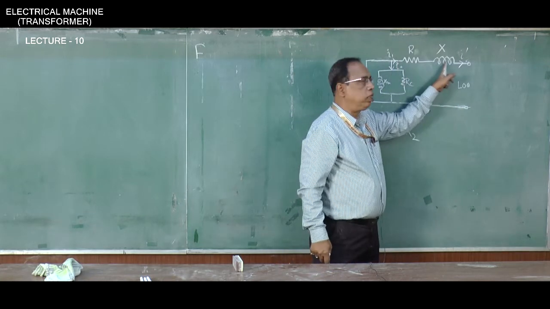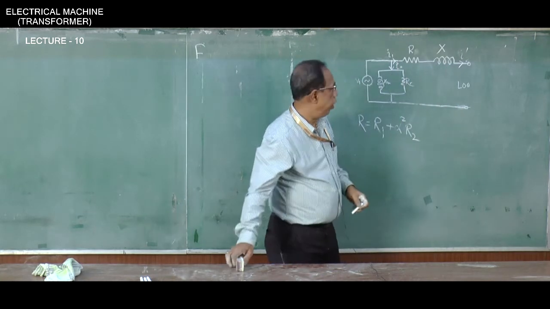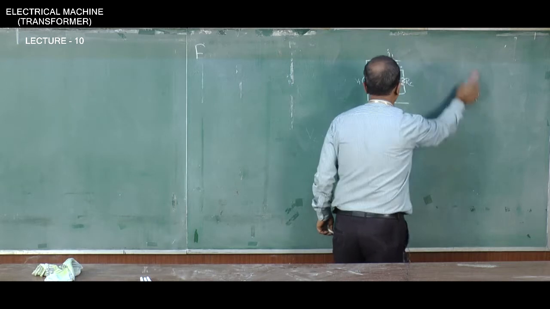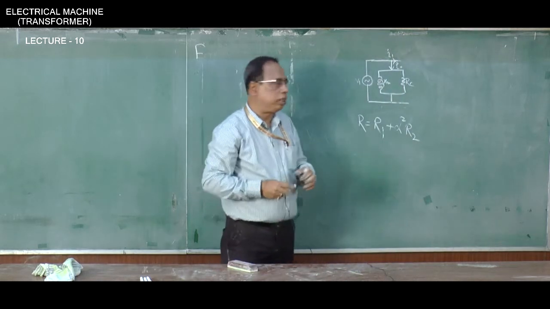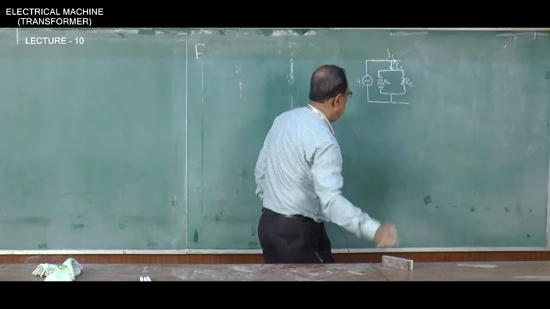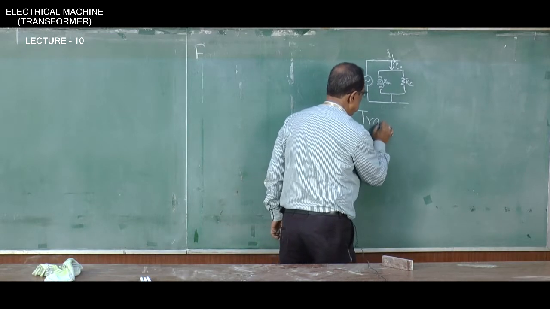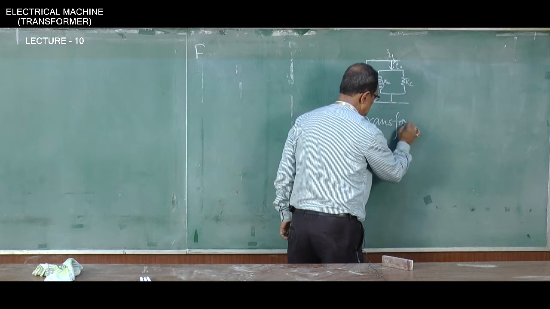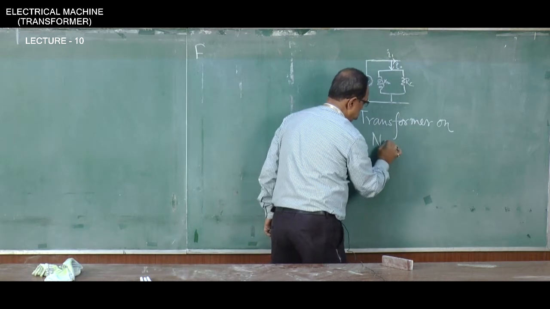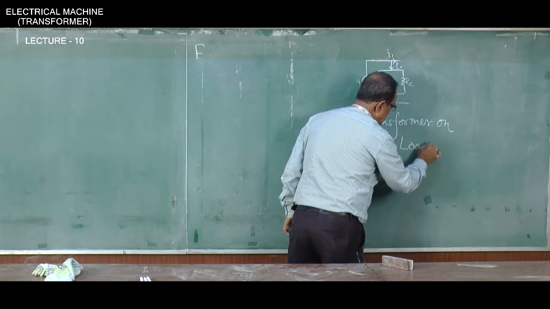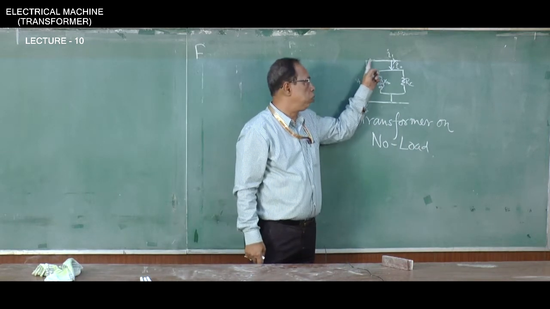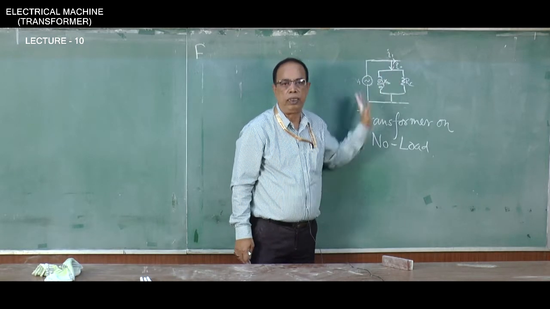When no current is passing through this branch, we can forget this branch. That means, I can omit this branch. So, if I omit this branch, now you look at that it is just a simple circuit. This is the equivalent circuit of transformer on no load. So, under no load conditions, the applied voltage will be driving only the magnetizing current I0.